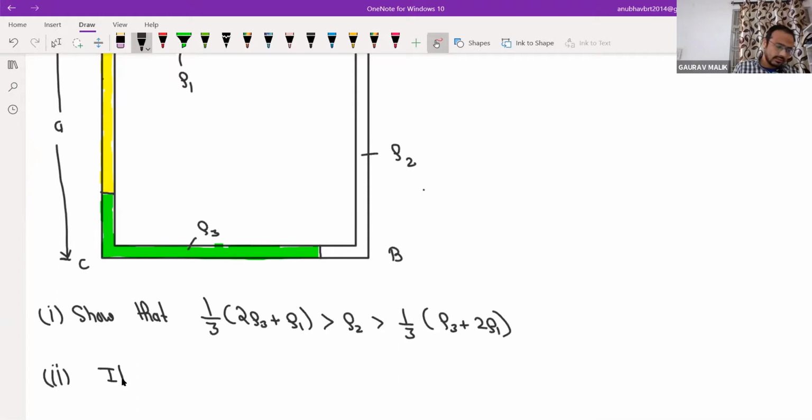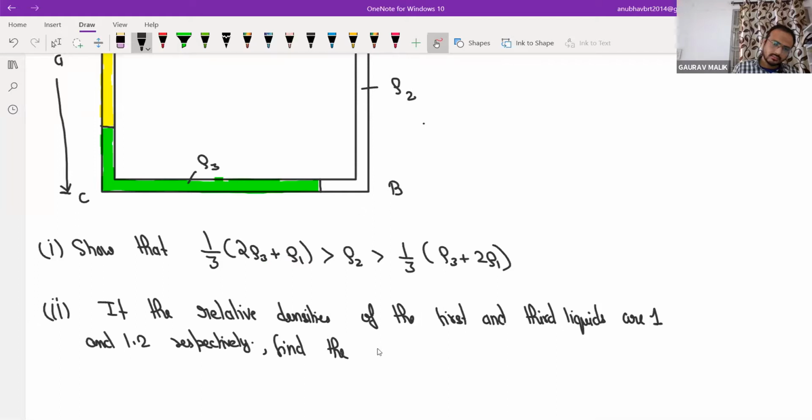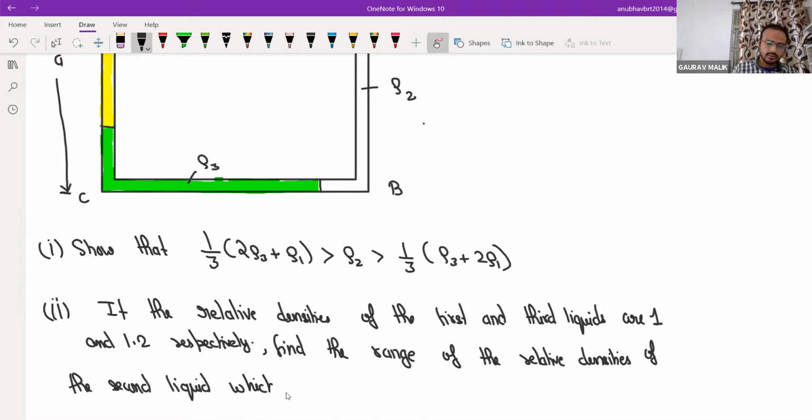Second part: if the relative densities of the first and third liquids are 1 and 1.2 respectively, find the range of the relative densities of the second liquid which makes the above arrangement possible.